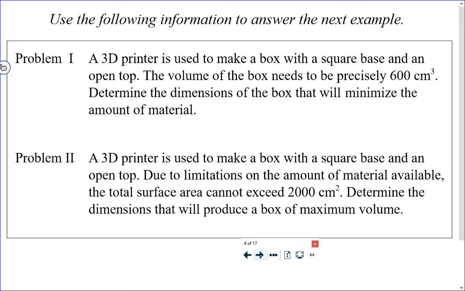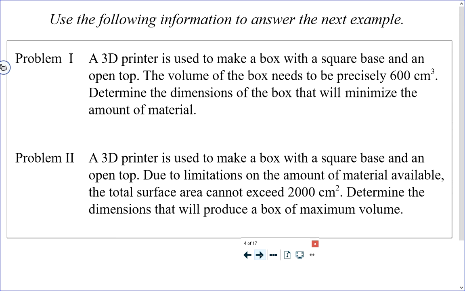The difference between the two problems is in problem one, you need a certain volume. So the volume has to be 600 cubic centimeters. Why does the volume have to be 600 cubic centimeters? Well, we're just the manufacturer of the box. We don't question the client's wishes. The client may be making boxes that have to hold 600 cubic centimeters of sand. Why? We're not interested in that. We just know that the volume of the box has to be 600 cubic centimeters.